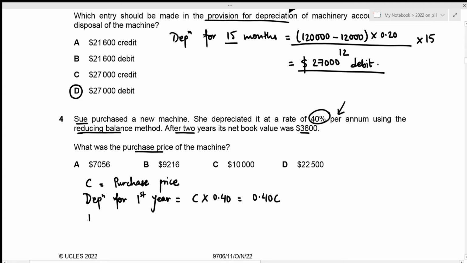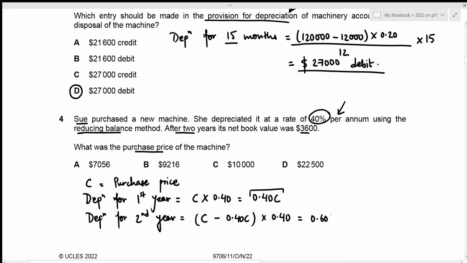Now let's figure out the depreciation for second year. That will be cost minus accumulated depreciation, and the depreciation for previous years will act as the accumulated depreciation, which means that 0.40C will be the accumulated depreciation for second year. And then we just multiply it with the rate of 0.40 again. So that's C minus 0.40C, which results in 0.60C times 0.40, which results in 0.24C.